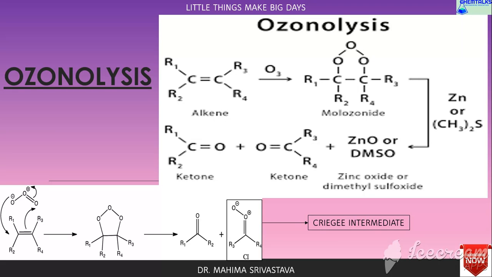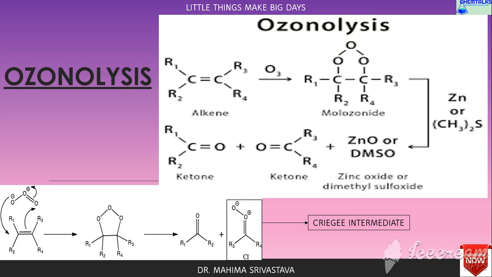Now, as ozone is added to the reaction mixture, a reagent must be added to convert the ozonide to the required carbonyl derivative. For this, there are two pathways, a reductive pathway and an oxidative pathway. The reductive pathway uses reducing conditions, and the oxidative pathway uses oxidizing conditions.